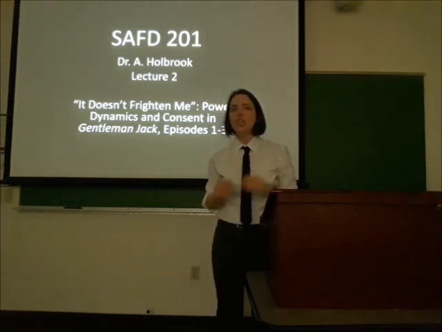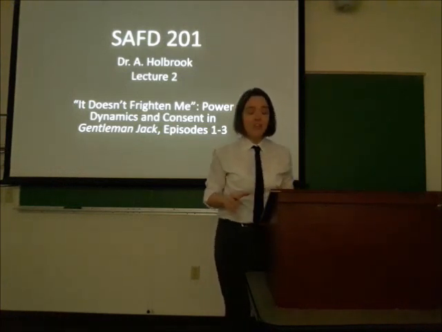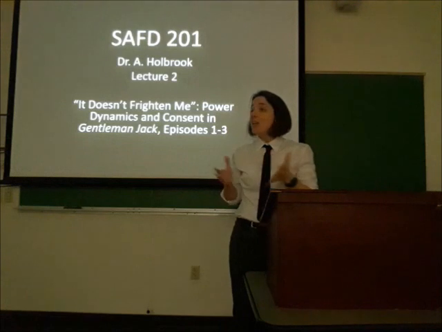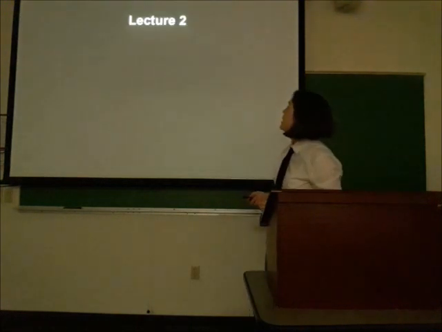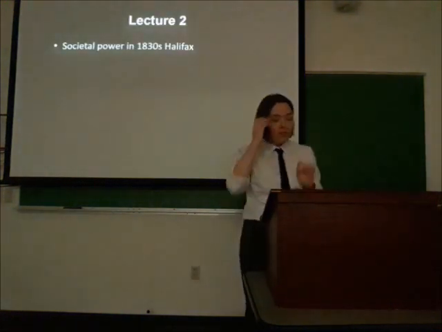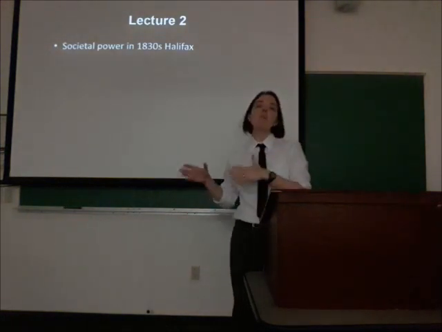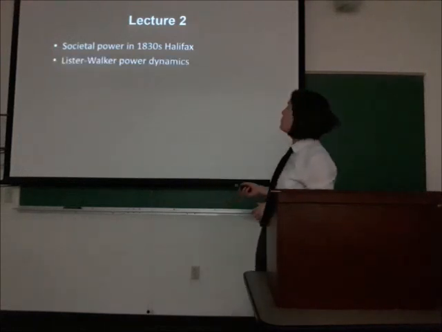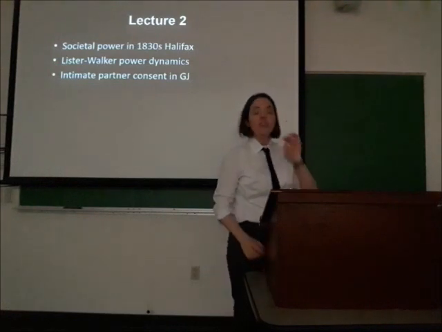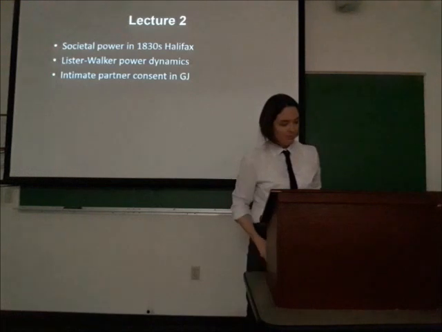Now, this is actually a huge topic if we're going to cover it thoroughly and look closely and carefully at the entire series. So it can't be covered in its entirety in a reasonable amount of time and still be comprehensive. So what I'd like to do first tonight is very briefly treat the issue of power dynamics in Gentleman Jack more generally, and then how these dynamics operate in the relationship between Anne Lister and Anne Walker, and segue from there into a discussion of intimate partner consent in episodes 1 through 3 specifically.